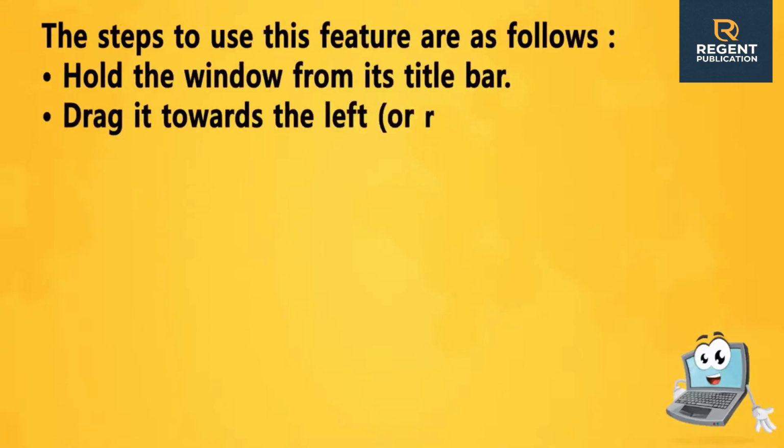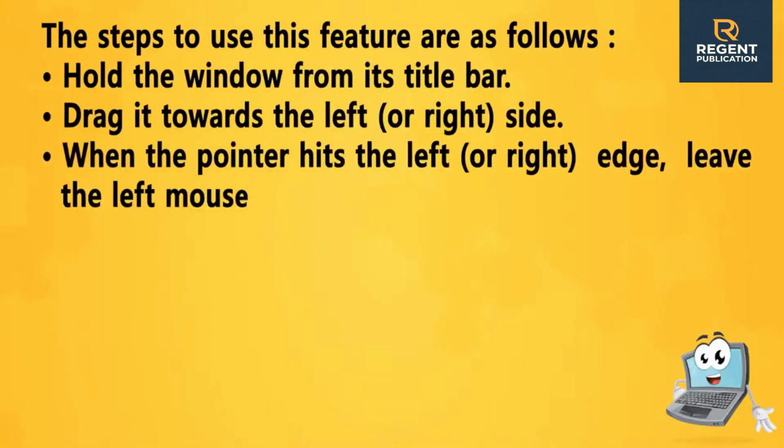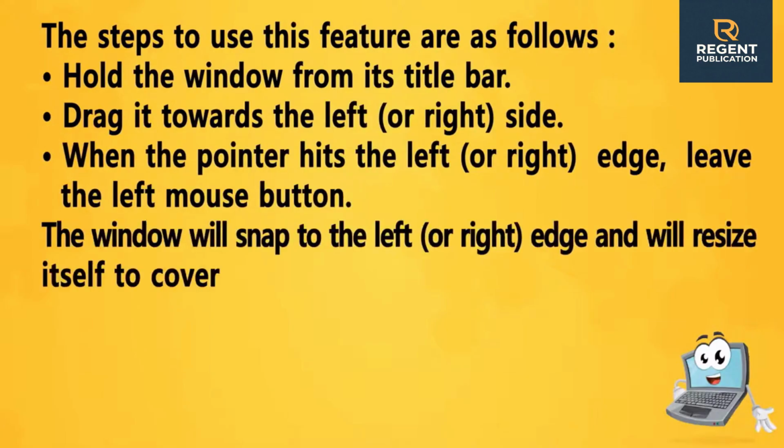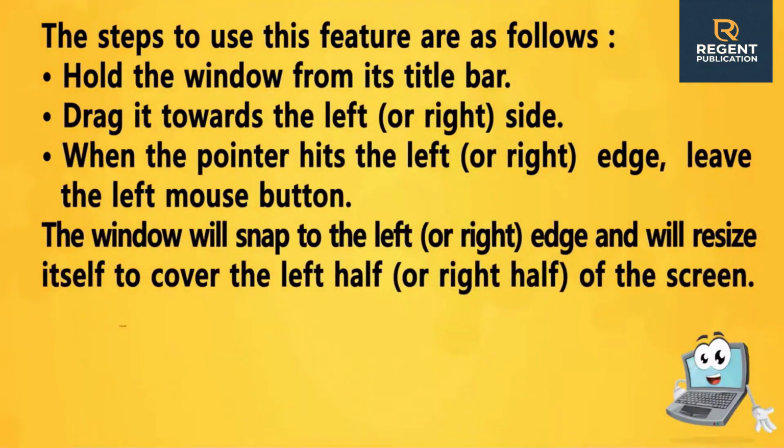The steps to use this feature are as follows. Hold the window from its title bar. Drag it towards the left or right side. When the pointer hits the left or right edge, leave the left mouse button. The window will snap to the left or right edge and will resize itself to cover the left half or right half of the screen.